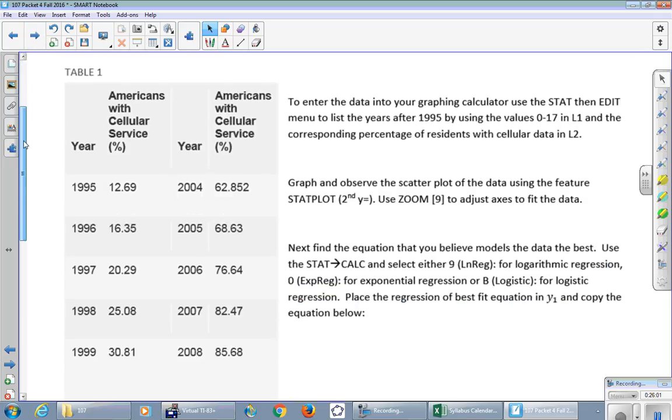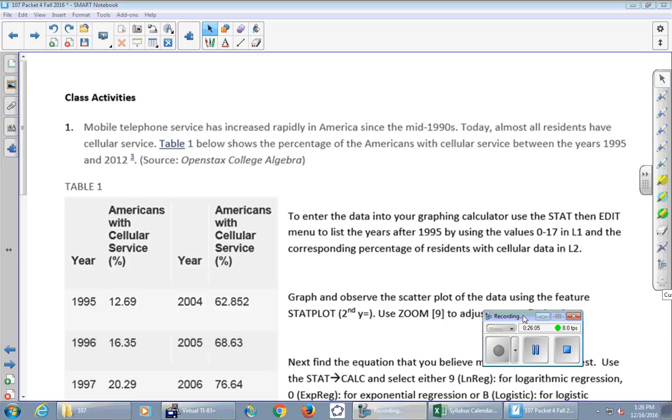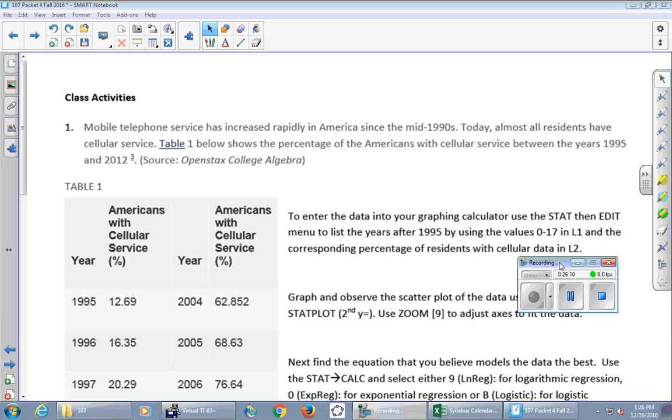Okay, so the class activities are there. They're pretty lengthy today, so let's see how far we can get. Again, any calculator questions, just raise a flag and I will help. Do not waste a lot of time on calculator stuff. And if you don't have a calculator, come and trade me your phone.